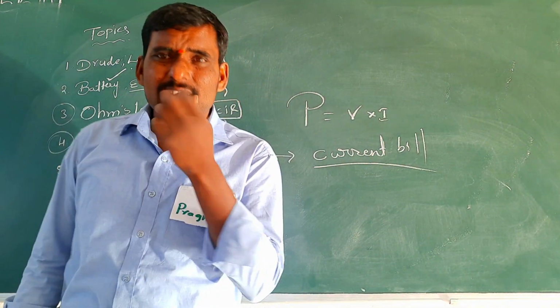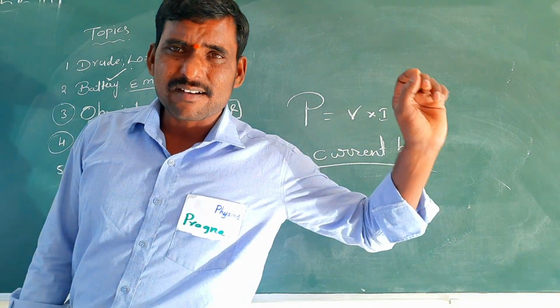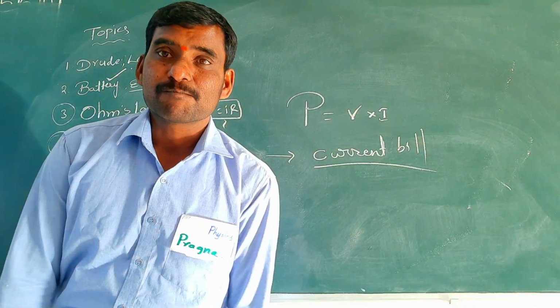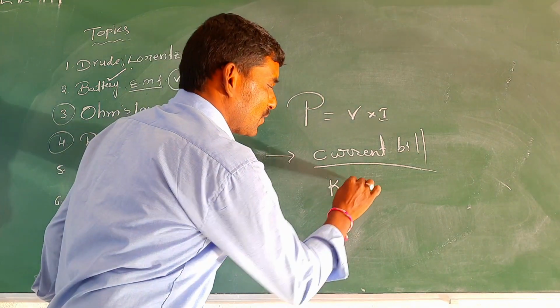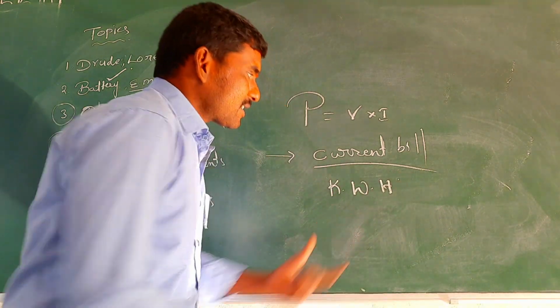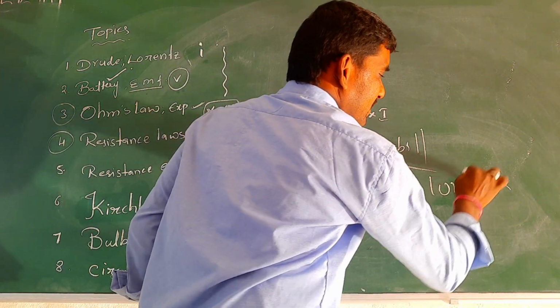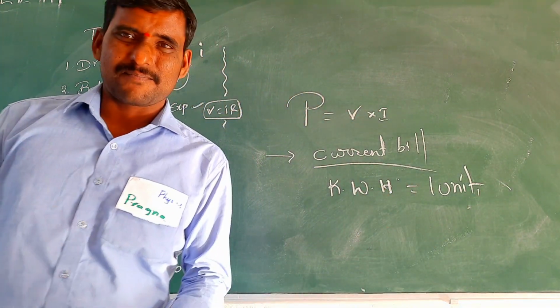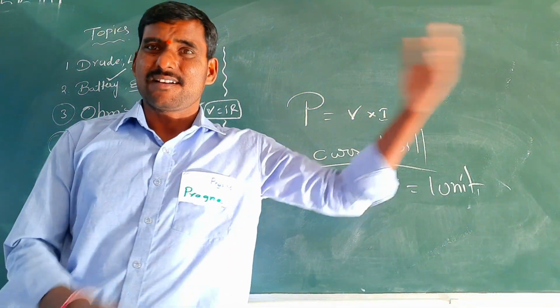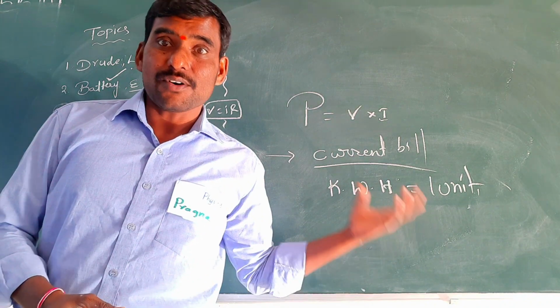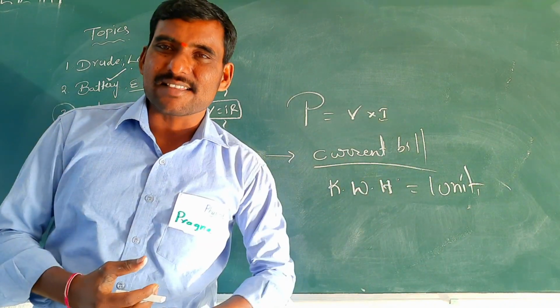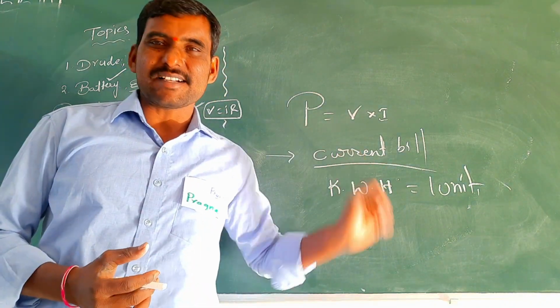What is the commercial unit of electrical energy in our households? Kilowatt hour. So 1 kilowatt hour equals 1 unit. We measure in units. For 1 unit costing 330 rupees, how much bill will come? This is also asked in the examination. Just pay attention to this.